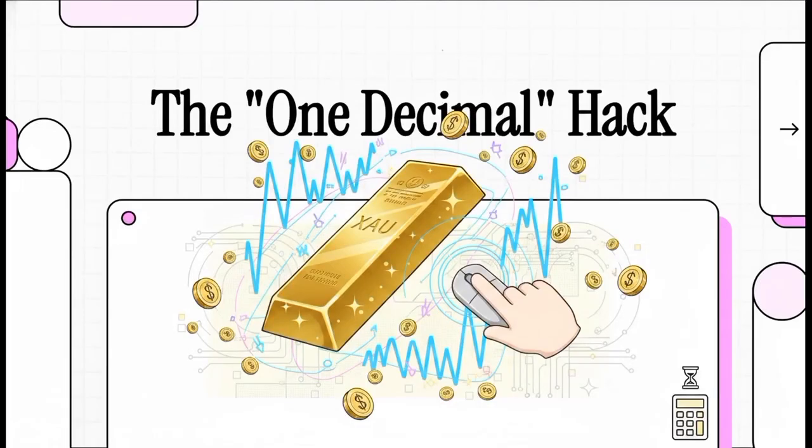Let's be real for a second. Have you ever jumped into a gold trade, watched the price move just a tiny bit, and then stared in total shock as your account balance just craters by hundreds of dollars? Yeah, it's a painful and super common experience. But what if I told you there's a simple little hack to stop that from ever happening again? One that lets you calculate your risk on gold in like 3 seconds flat?